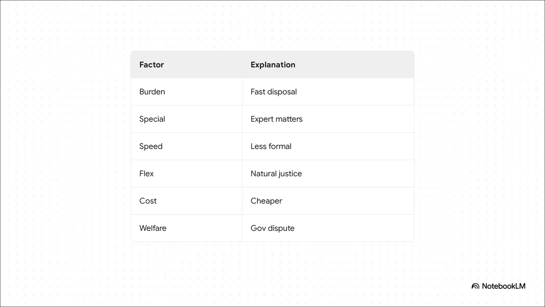Factor 5, cost-effective. Explanation: cheaper and more accessible than traditional courts. Factor 6, welfare state needs. Explanation: expansion of government requires efficient dispute resolution.